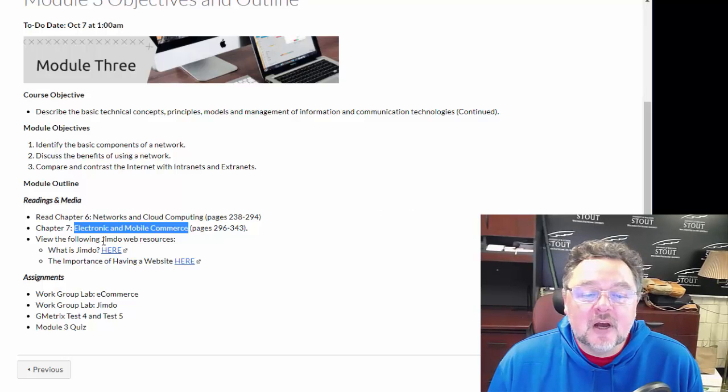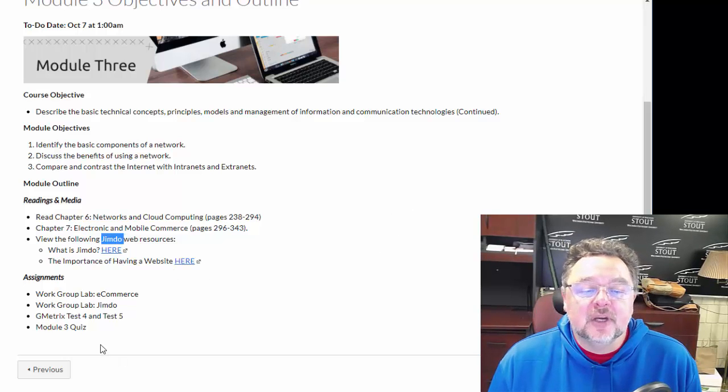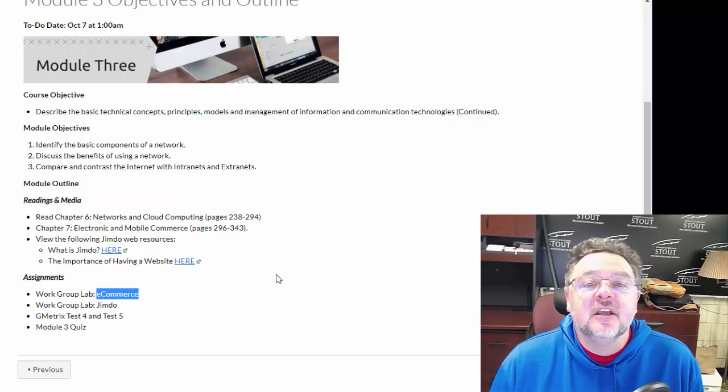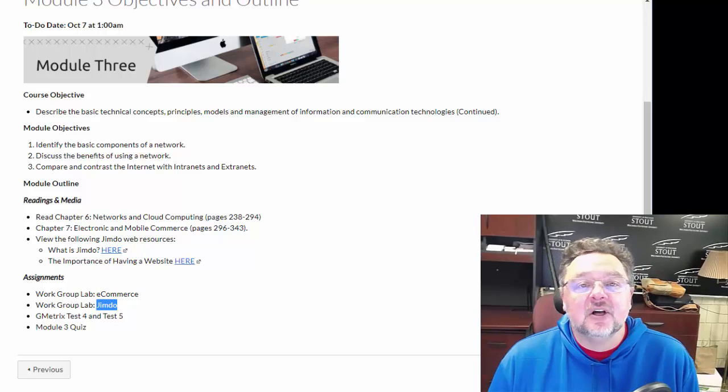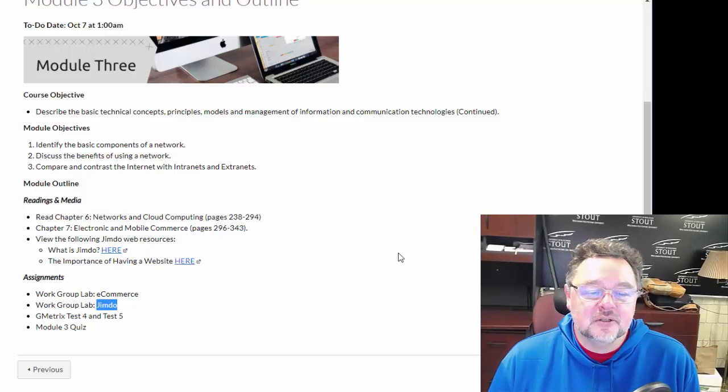And then we're going to be wandering into a thing called GEMDO, because when you look down at the assignments, the work group lab is an e-commerce. So you'll be working on the e-commerce side of your work group project. And one of the things that you will do with that is you will create a website on gemdo.com where you will essentially create the outward-facing communication system, the website for the organization that you're creating and what you're doing.